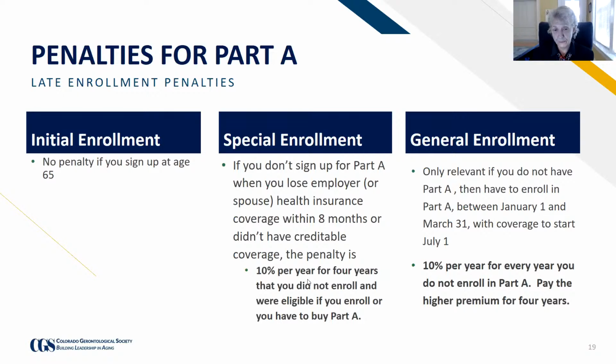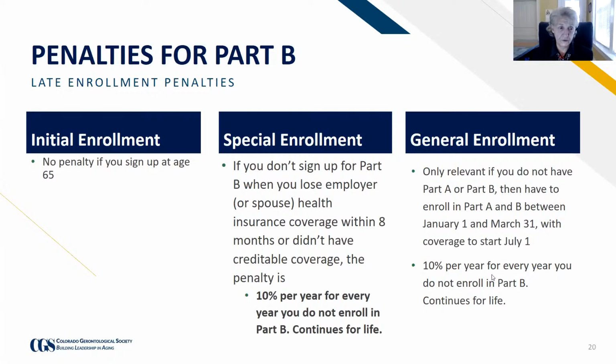If for some reason you mess up and you lose this special enrollment period, basically then the penalty is 10% per year for 4 years that you did not enroll and that you were eligible, if you enroll, or you have to buy into it. Again, if you miss this 60-day or this 8-month window, you flip over here into the general enrollment period, and the penalty then is the 10% for every year you did not enroll, and you pay that for up to 4 years.